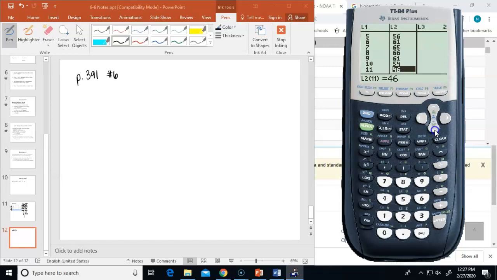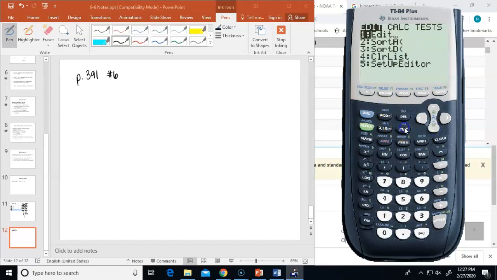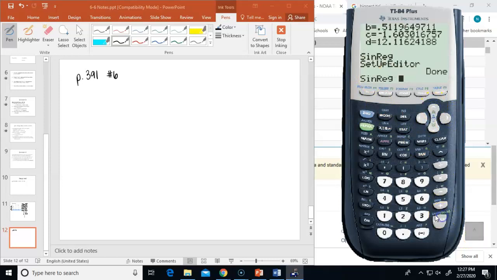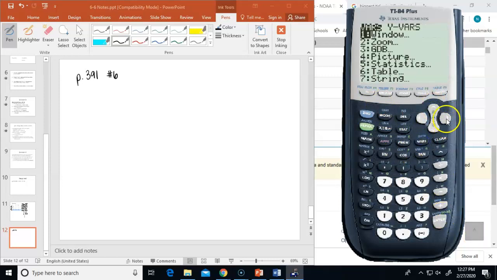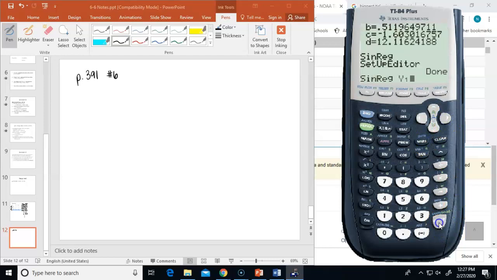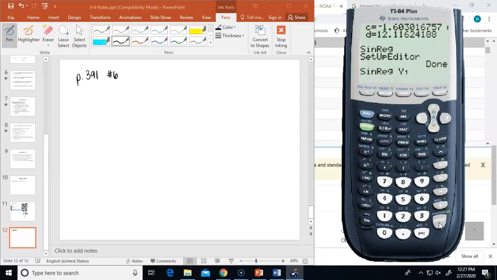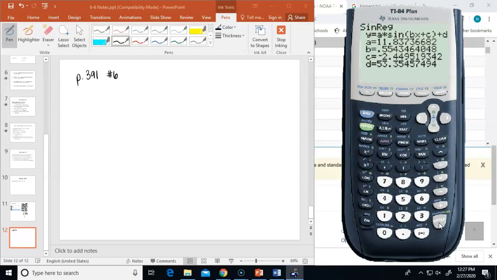Okay, I think I've got them all in right. Okay, let's try it this time. Stat, calc, C, and then I'm going to hit vars over to y vars, enter, enter, enter, and I think it's going to work this time. Okay, I do not know why it would work for some of us and not for others on that other one, but you should get this equation. Are you guys getting that equation?